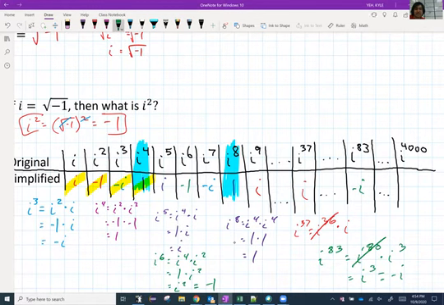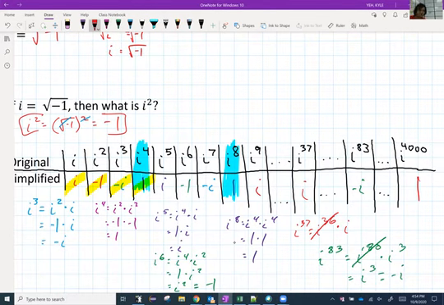And this is why it's fair game for me to ask you on a quiz or a test, what is i to the 83rd? What is i to the 4,000th? Well, you might notice 4,000 is a multiple of 4, right? Any multiple of 4 as your power for i is just 1. i to the 4,000th is 1.